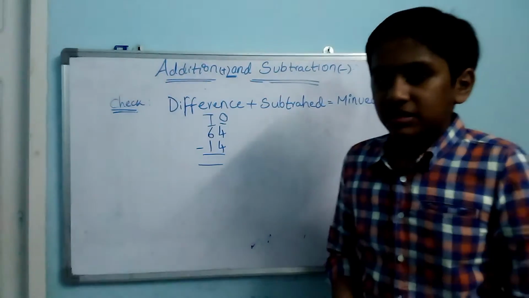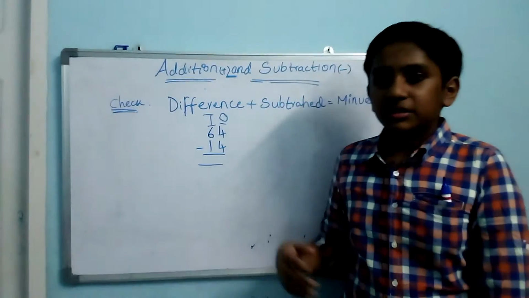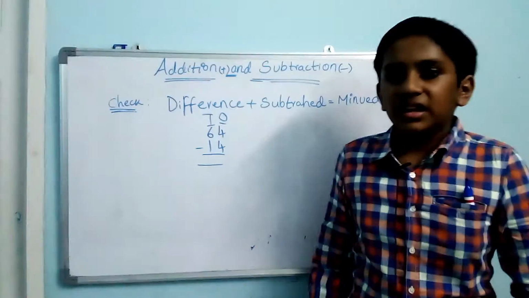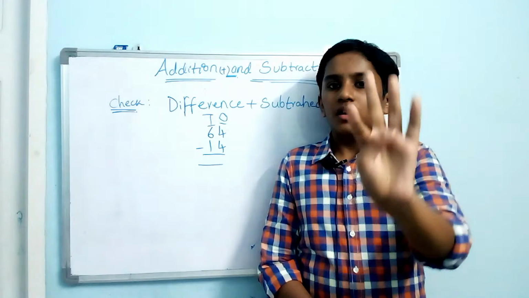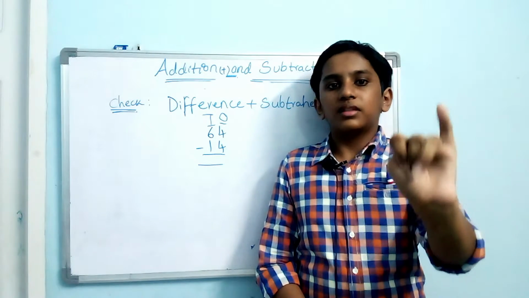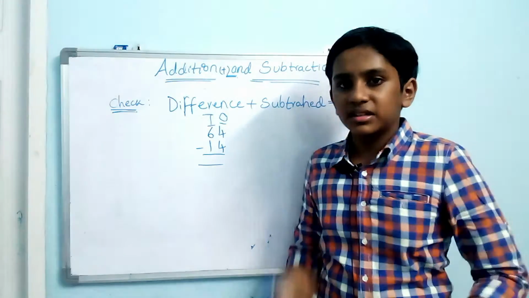Let's subtract the ones. My friends, because 4 is smaller than 10, we can subtract on our fingers. 4 fingers up. 1, 2, 3, 4. So my friends, 4 minus 4 is 0.